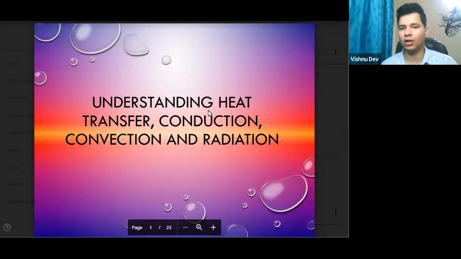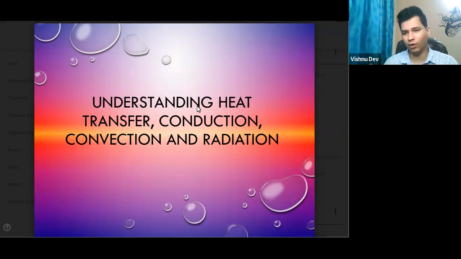The third topic was heat transfer, right? How heat is transferred from one body to another body. Calorimetry was how much heat is transferred, the amount of heat energy transferred. But heat transfer is how the heat is transferred. So when we talk about how, we talk about type of material. There are basically two types of material, right?